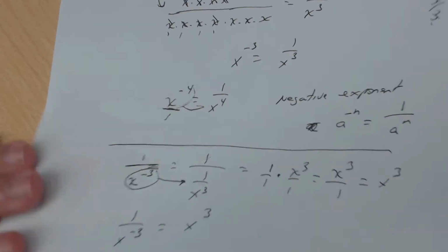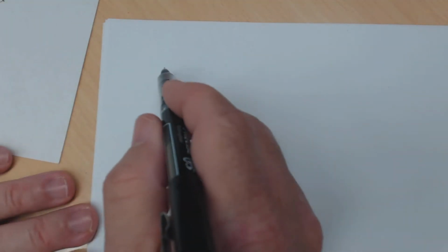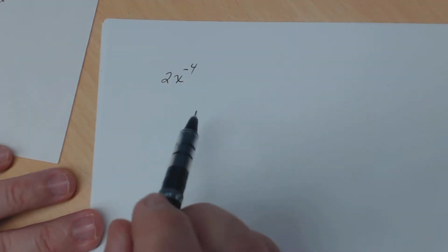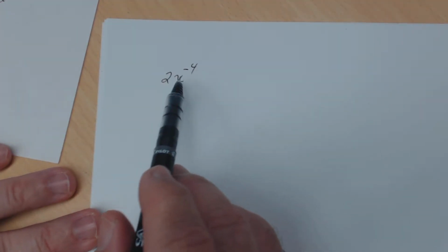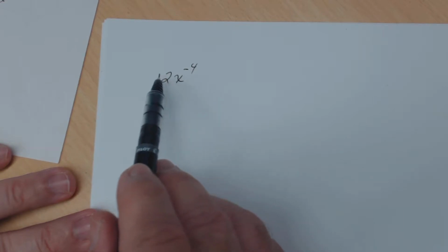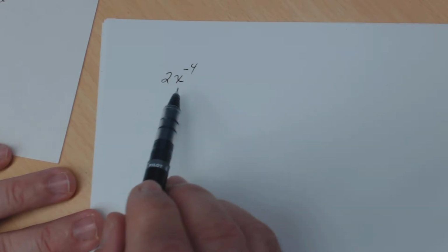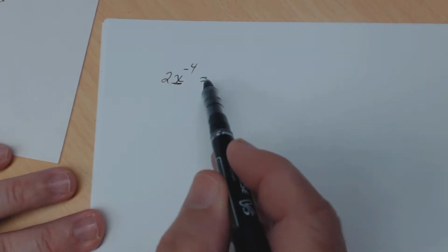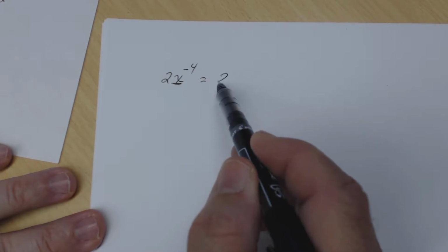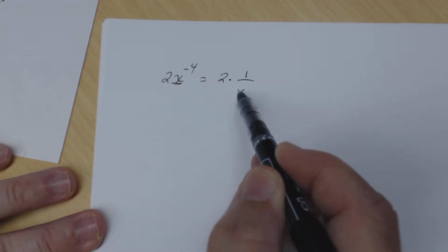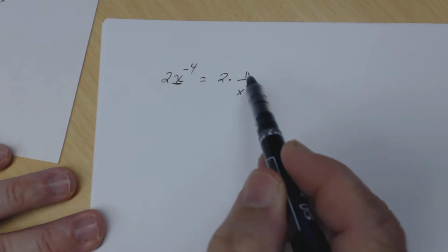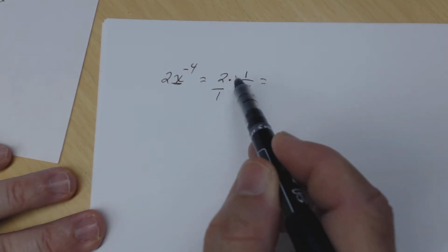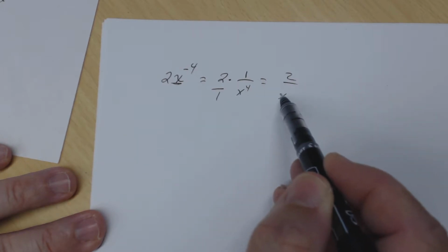What that means is this: if you have 2x to the negative fourth power, the only thing that's being raised to the negative fourth power is the base x. The 2 is not, because that's 2 to the first power. So by definition, that is going to be 2 times 1 over x to the fourth. Then you want to rewrite this as one fraction. Don't leave it like this. So 2 is 2 over 1, and we get 2 times 1 is 2, and 1 times x to the fourth is x to the fourth.